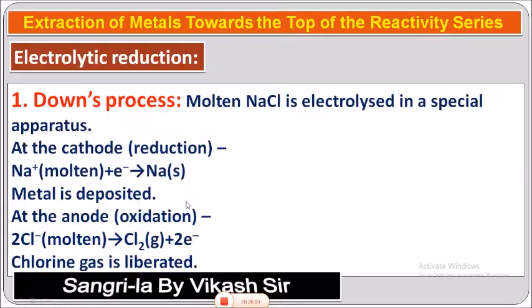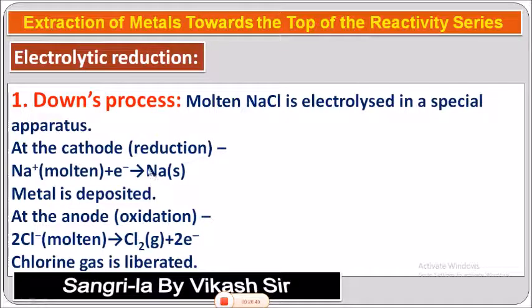Okay. Now, extraction of metals towards the top of the reactivity series is by the electrolytic process, and this is a very important process, this is Downs process. Okay, this question always comes in your examination. In the Downs process, molten sodium chloride is electrolyzed in a special apparatus, and at the cathode we get reduction. Reduction means gain of electrons, and loss of electrons is oxidation. Here you are seeing that the sodium ion gets an electron and is deposited at the cathode as sodium metal.